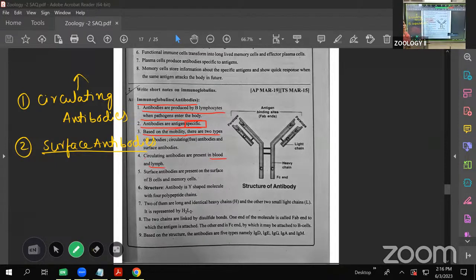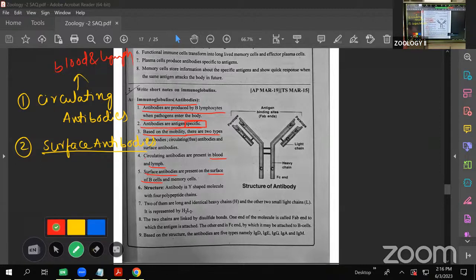They are freely moving. That's why they are present in the blood and inside the lymph. The next is, what about the surface antibodies? Surface antibodies are present on the surface of B cells. Before only, we discussed that.